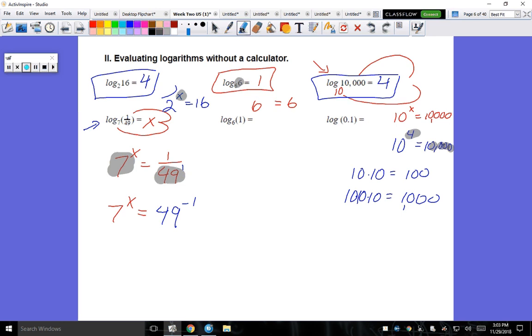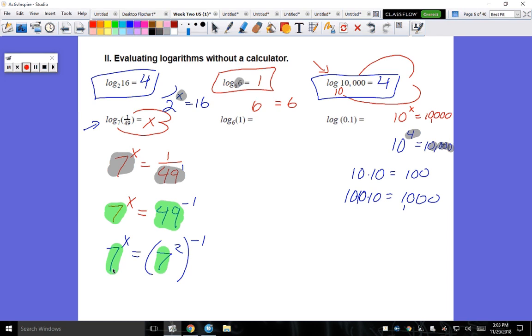Because now, guess what I'm going to do with 49? I want the base to be the same number. That means I'm going to change 49 to 7 squared. Do you see what I'm talking about? They have the same base.